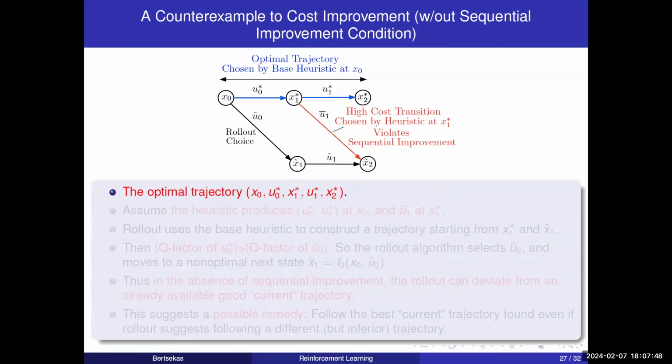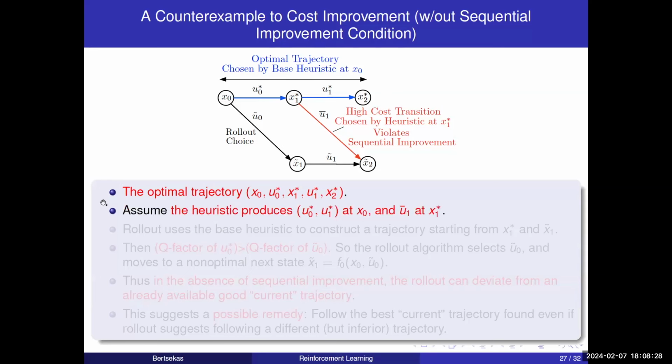Okay, so here I want to give a counterexample to the cost improvement property of rollout, in the case where the sequential improvement condition does not hold for the base policy. Suppose you're given this control problem and you have this state x0, and if you apply control u0 star, you go to state x1 star. And if you apply u0 tilde, you go to state x1 tilde. And then the rest of the problem looks like this. And suppose the optimal trajectory is this trajectory given in blue.